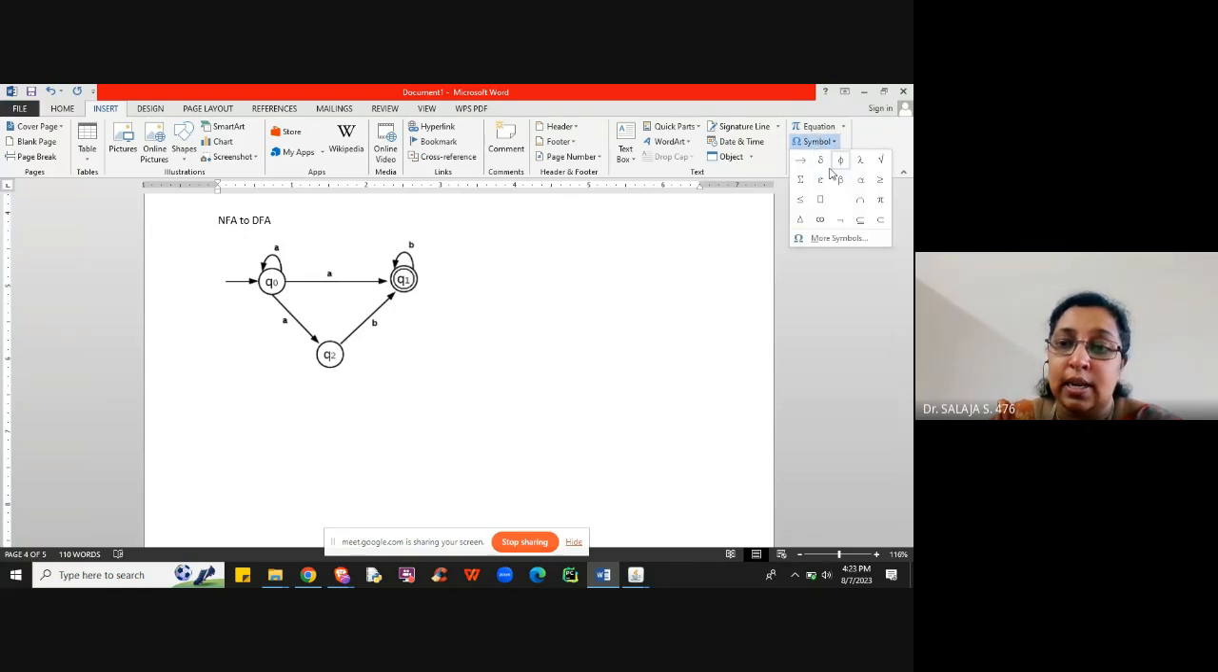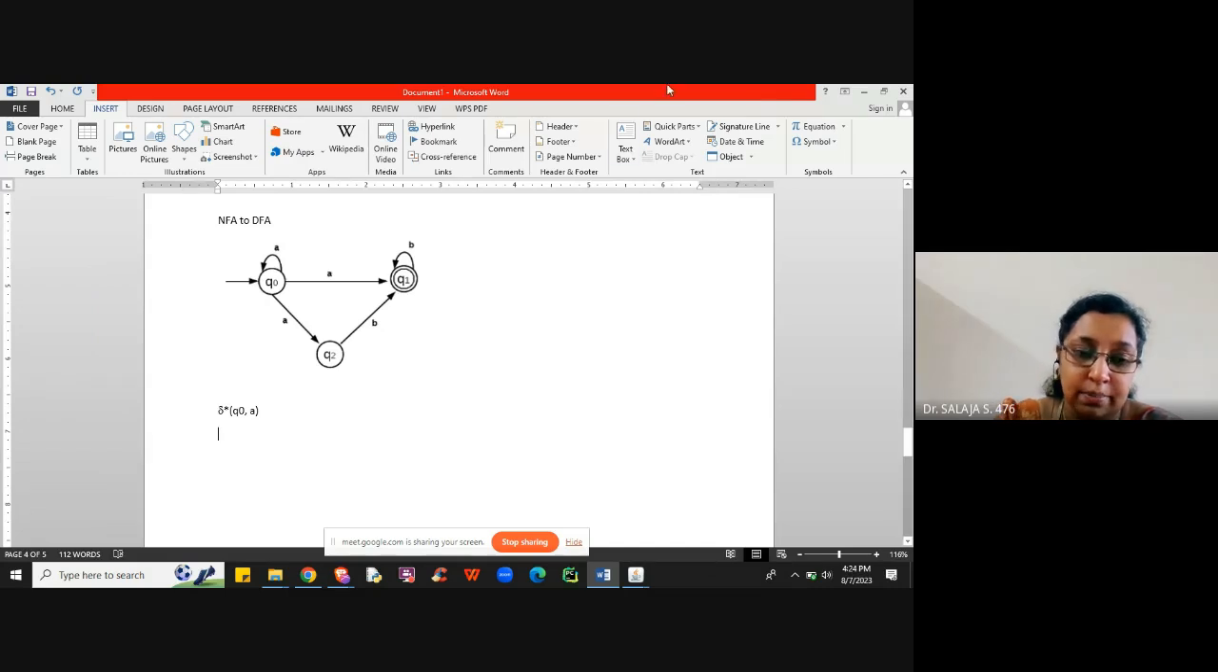So we'll say delta star of Q0, comma, the transitions are on A and the transitions are on B. Now, tell me what is the output of delta closure of Q naught on A, comma B? Sorry, Q naught on A. What is the transition output of delta closure of Q naught on A?